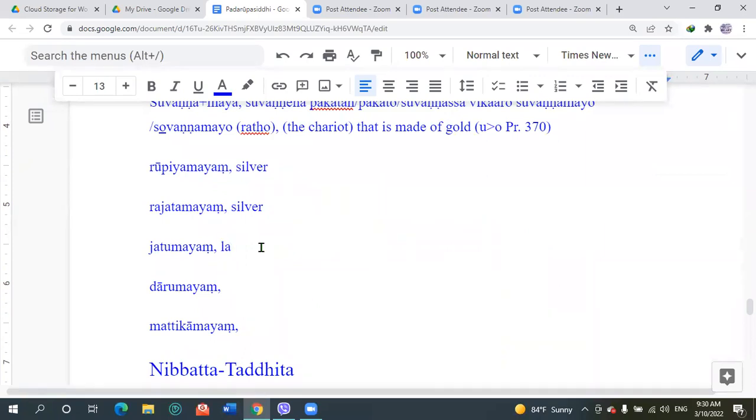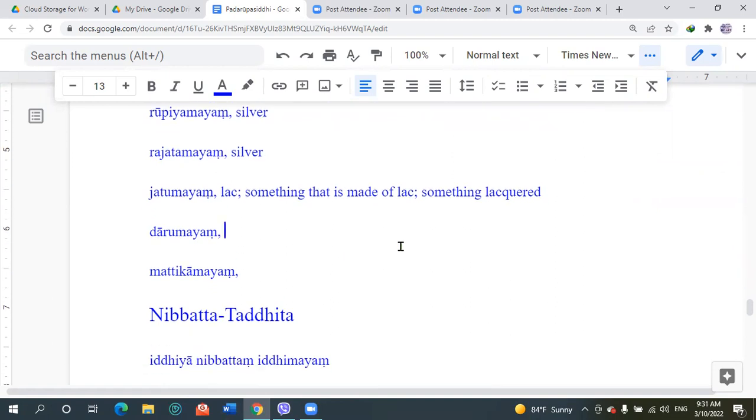Chatu means lac. So something that is made of lac, or we can say lacquer, something lacquered. Daru means wood. Something that is made of wood, or wooden.